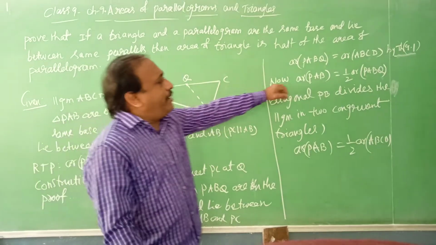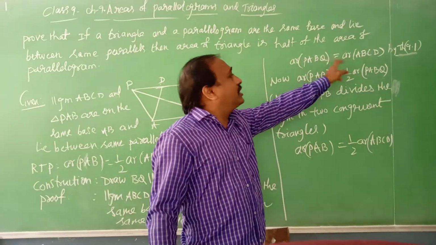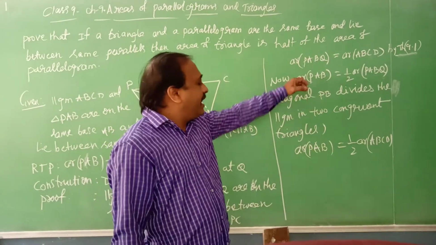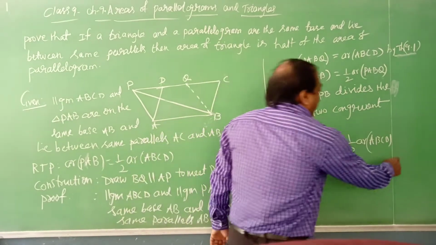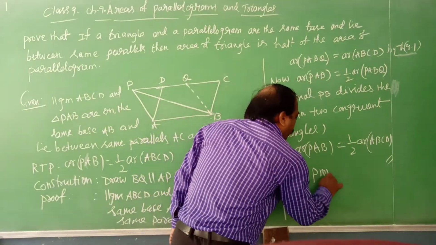Now we know the area of PAB is half of PABQ, and the area of PABQ is equal to ABCD. So the area of triangle PAB is equal to half of the area of parallelogram ABCD. Hence proved.